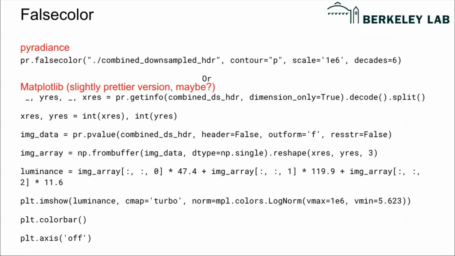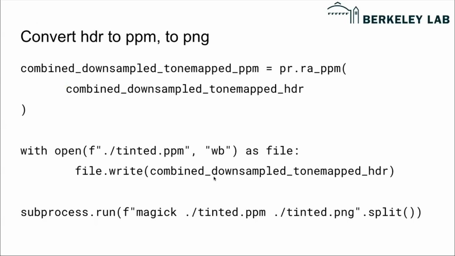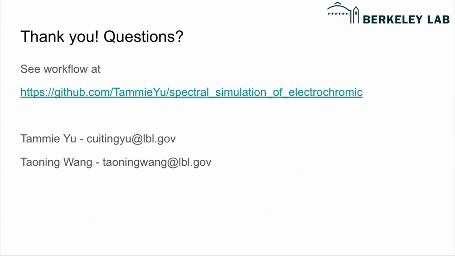Some additional information. This is how you will convert your HDR to a false color image, which you can do simply by calling falsecolor, or there's the matplotlib approach that Towning showed the other day. And then this is how you will convert the HDR image to a PNG and put the animation together.